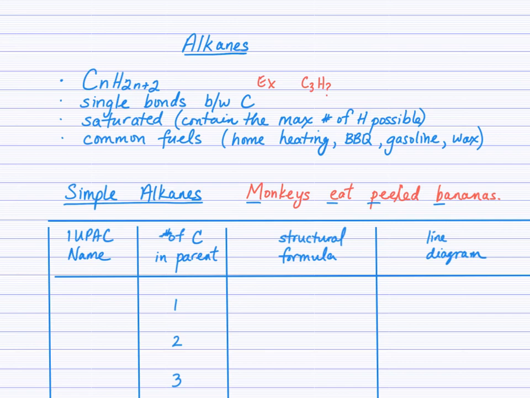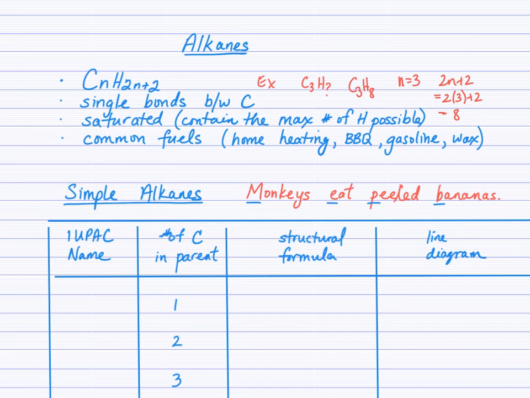So, for example, we may have an alkane with 3 carbons in it. What should the subscript be for hydrogens? If you're following the formula of 2n+2, knowing that n equals 3 allows you to solve for 2n+2 by substitution. So if you came up with 8 as the number of hydrogens, you were correct.